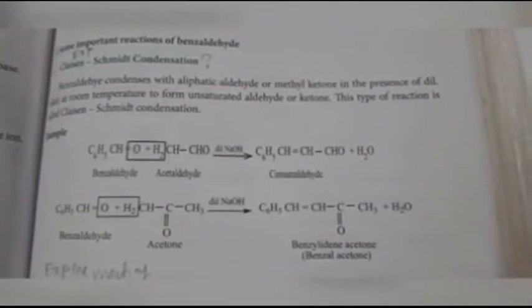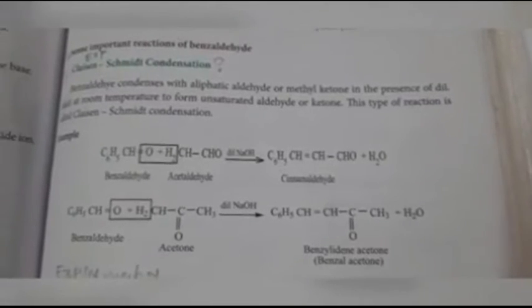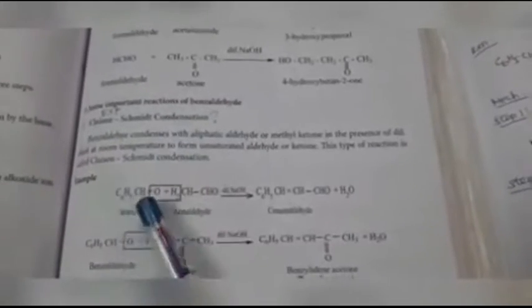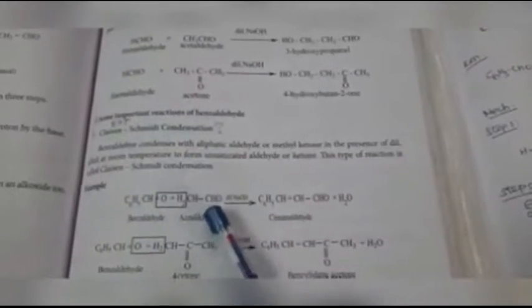Now we are going to learn about Claisen-Schmidt condensation. Here also two carbonyl compounds are reacted. See these reactions: benzaldehyde and acetaldehyde, and benzaldehyde and a ketone. So it is one aldehyde and one ketone. In both reactions benzaldehyde is reacted. Benzaldehyde condenses with either an aliphatic aldehyde or a methyl ketone.